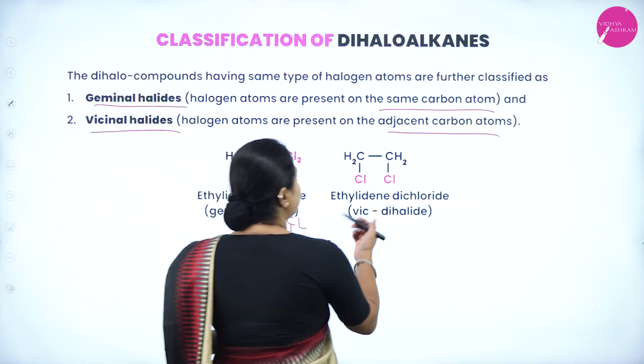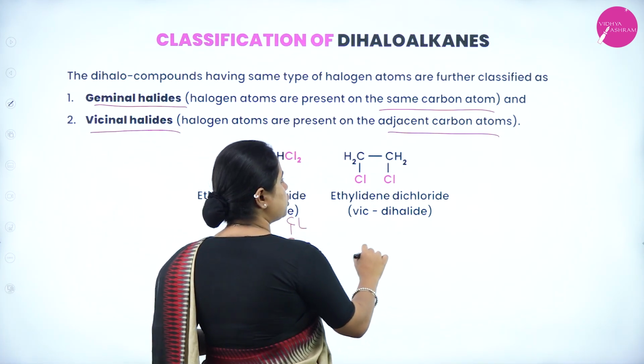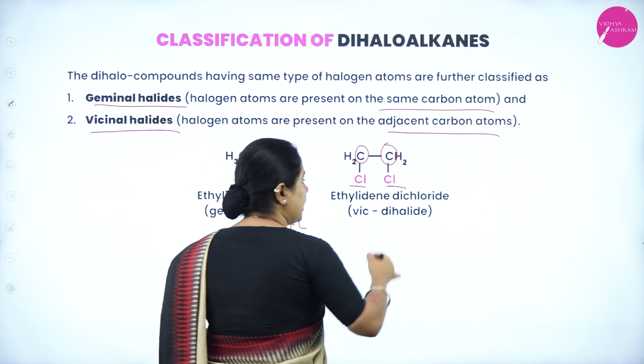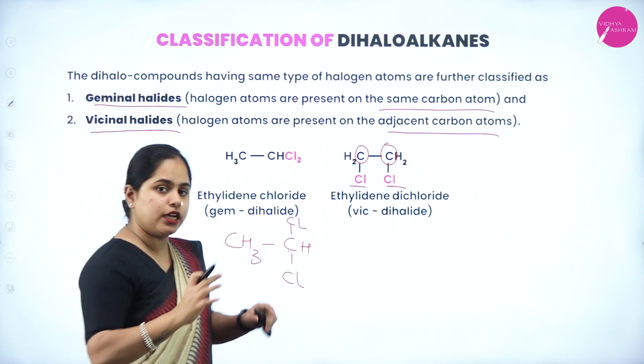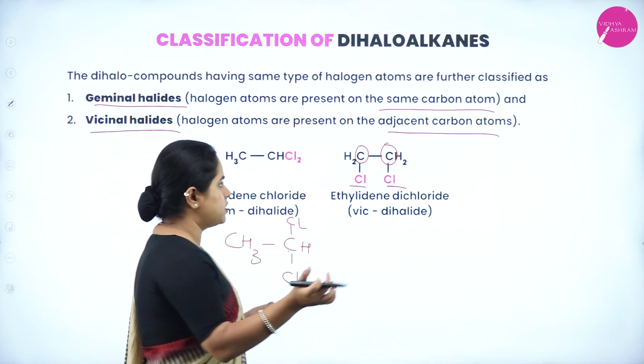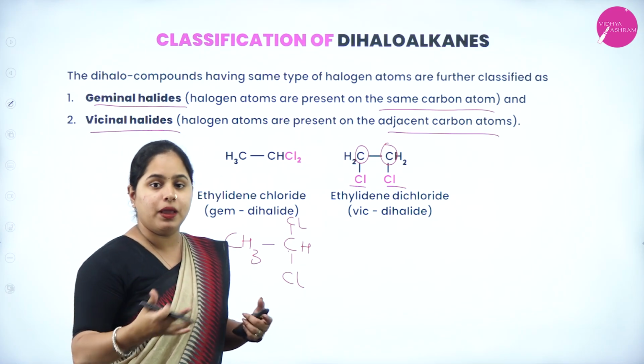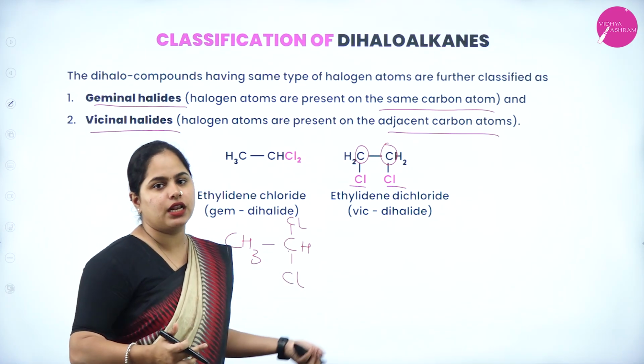Right. Now moving on to the next one, you can see CH2Cl, CH2Cl. This is one carbon atom. This is another carbon atom. So both the halogens are attached to the adjacent carbon atoms. Okay. It should come on the next carbon atom itself. Okay. So it should be adjacent also. Then it becomes a vicinal dihalide.